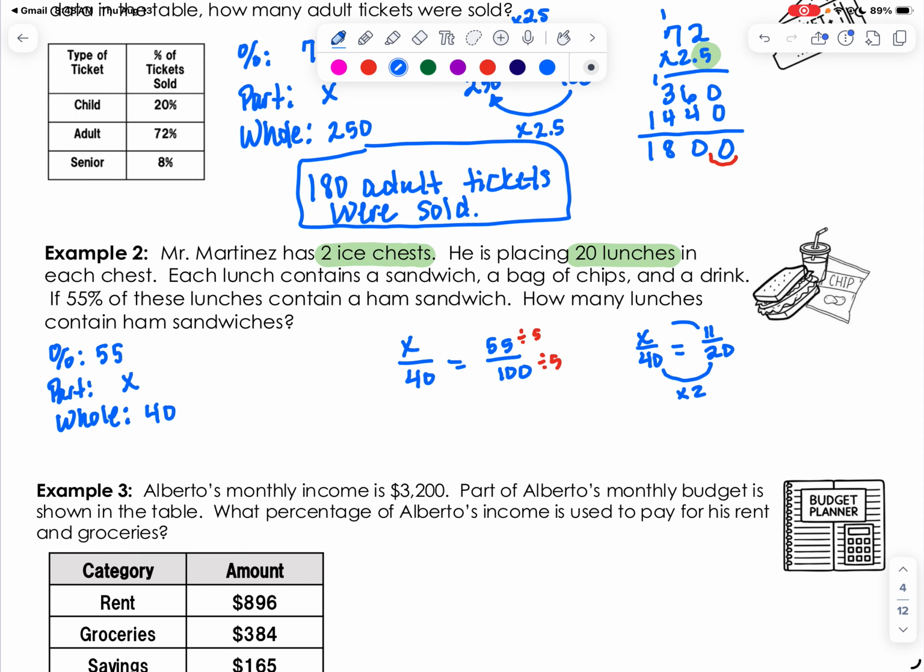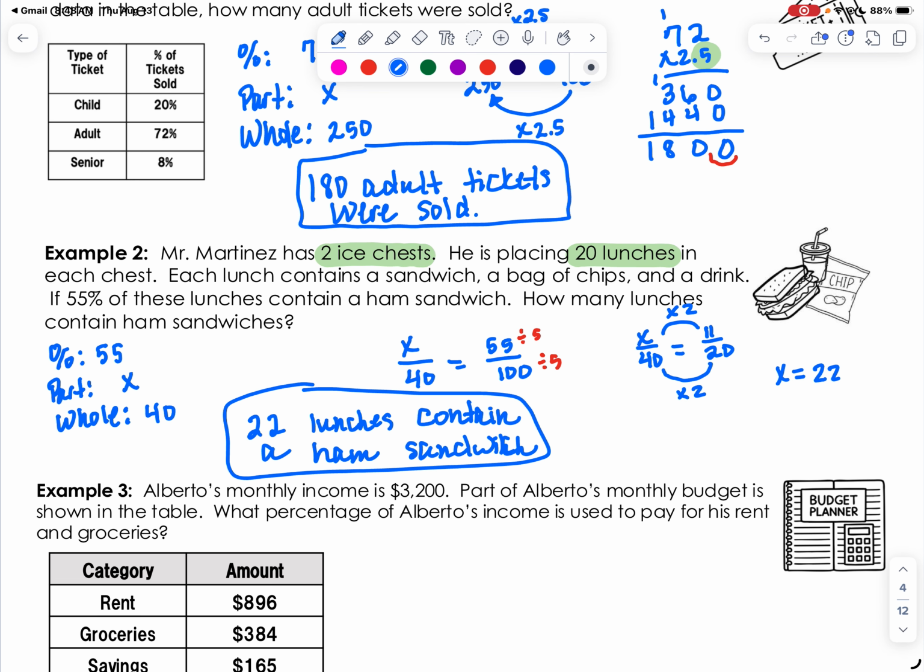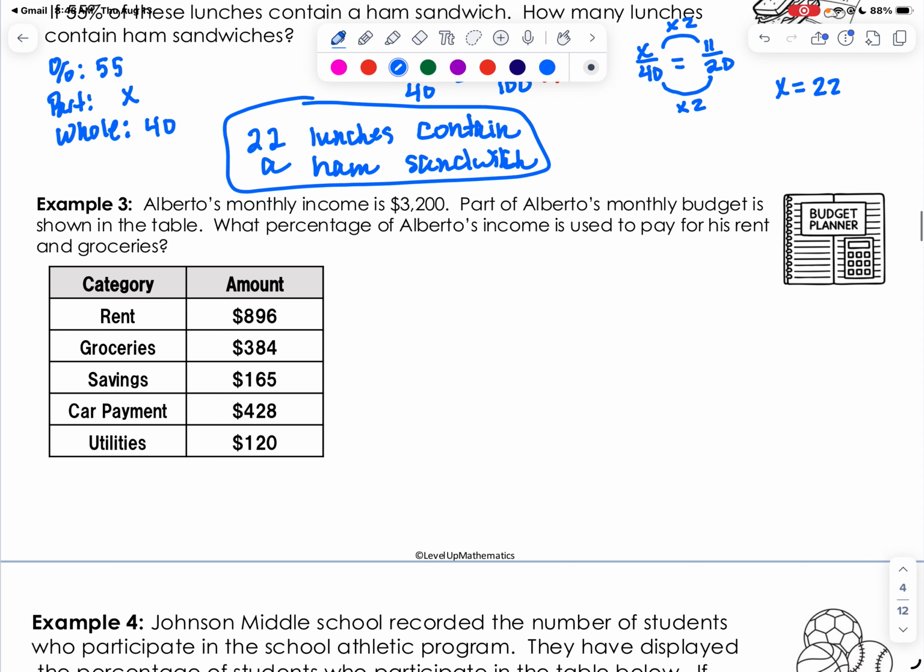So if I do the same thing on the top, 11 times 2 is 22. So 22 lunches contain a ham sandwich.